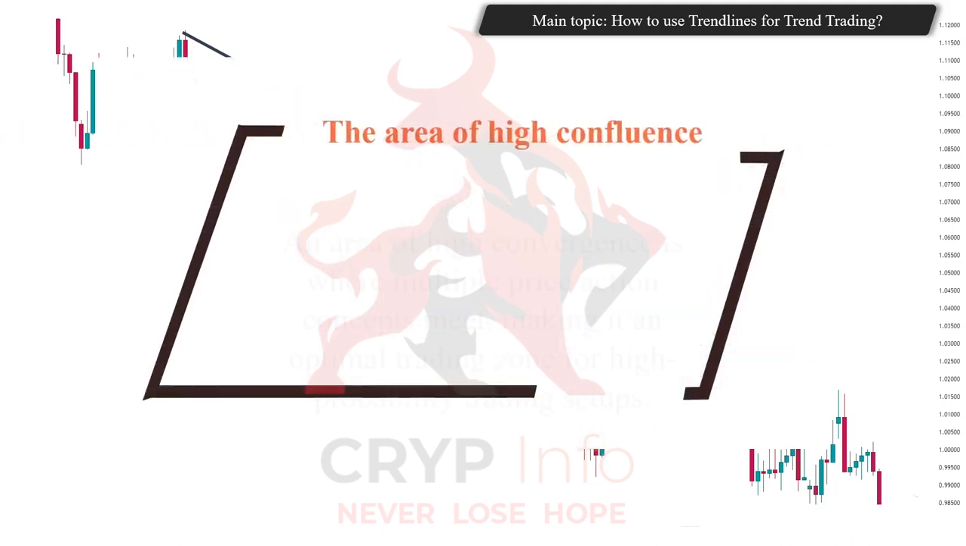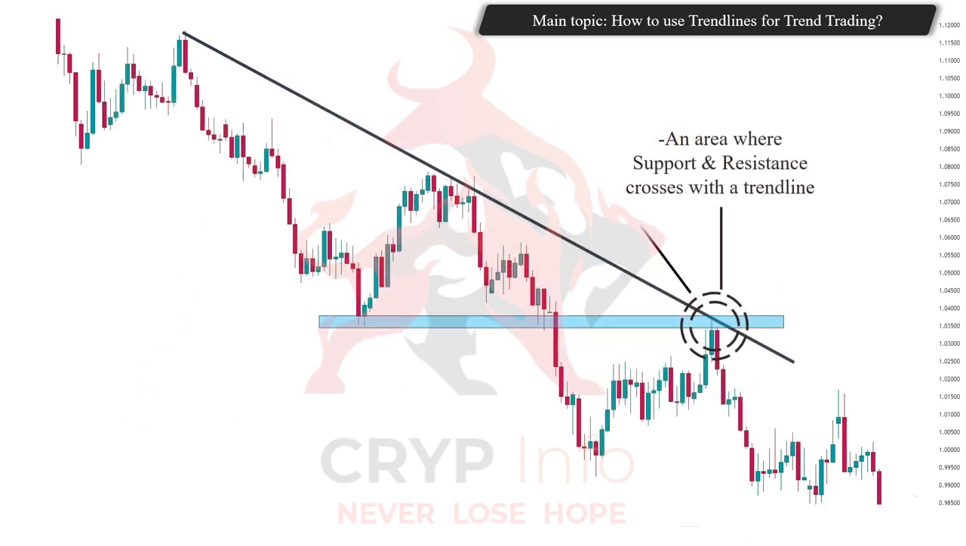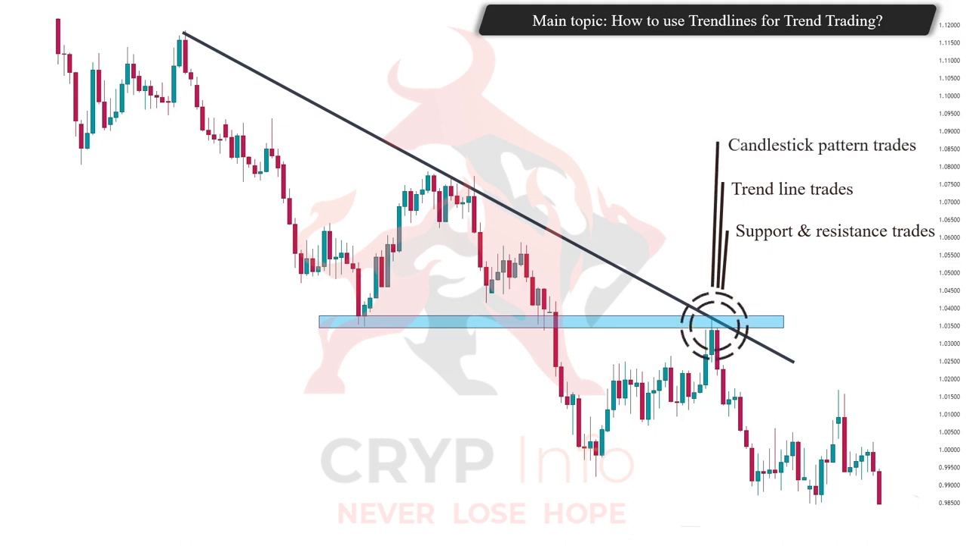An area of high convergence is where multiple price action concepts meet, making it an optimal trading zone for high probability trading setups. This means that many traders focus on this area, and there is a higher probability that they will be taking action when trade opportunities arise. Let me explain how. This area is of high convergence because a lot of traders are watching it to place a trade based on support and resistance, trend line, price action and candlestick, or the confluence opportunity.